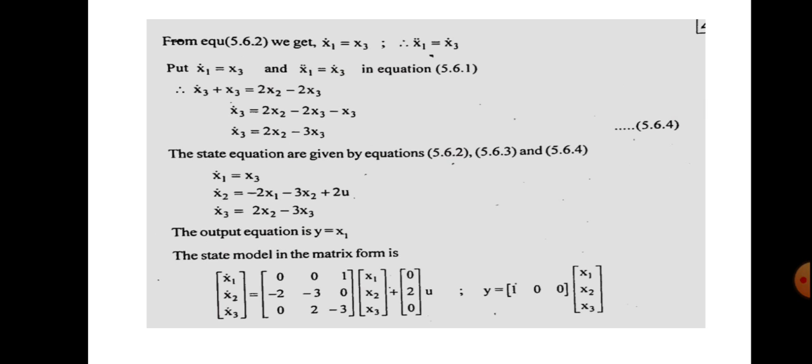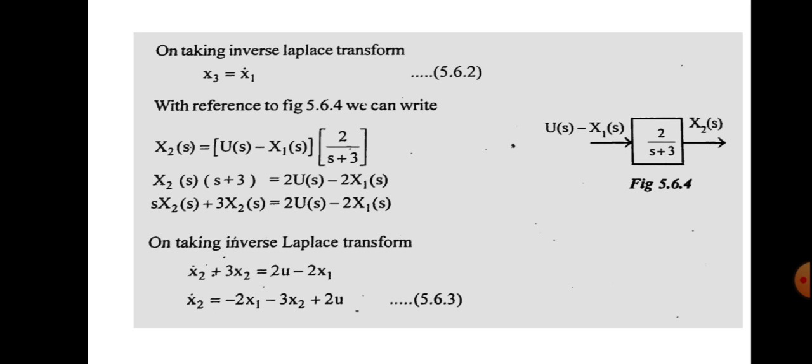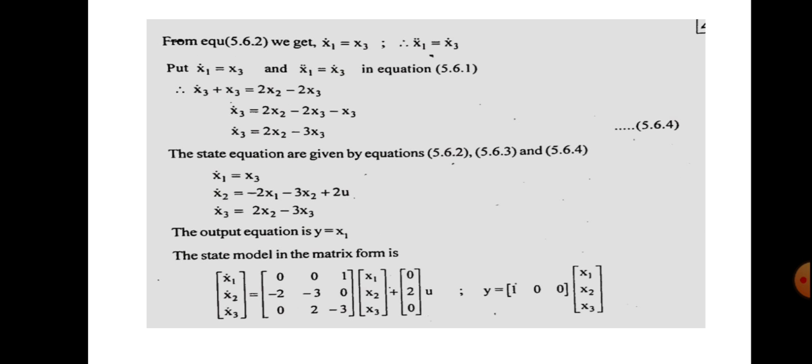So here you are taking from the equation 562, see this is the equation, here you can write x3 will be equal to x1 dot, right? So x1 dot equal to x3, that is the equation. So when you are taking the second derivative of this equation, you can write it as x1 double dot equal to x3 dot. Okay, so now you have the x3 dot equation. How will you get the x3 dot equation? x3 dot equation is obtained by first differentiating this equation. You know that x3 dot is equal to x1 double dot.